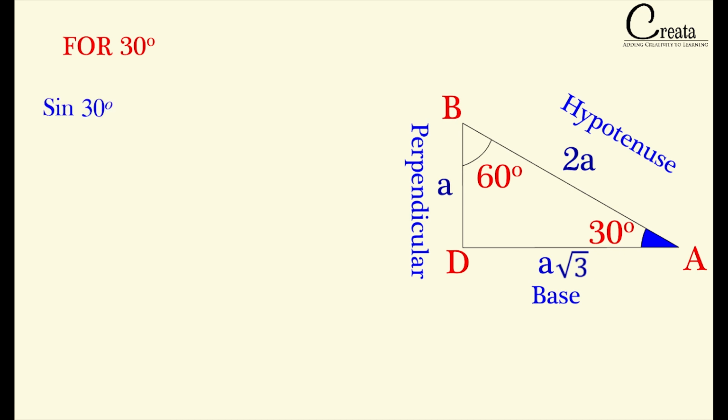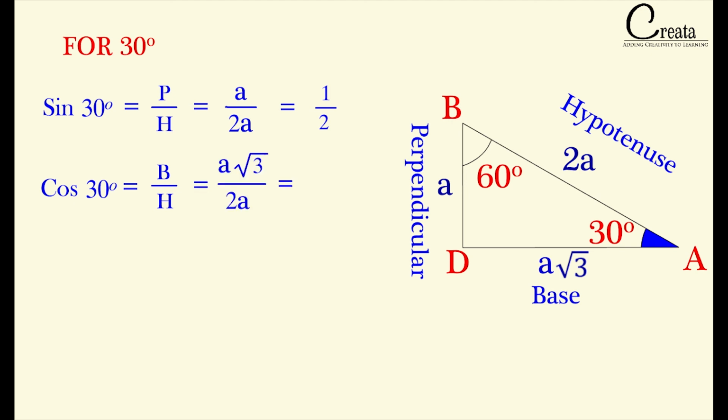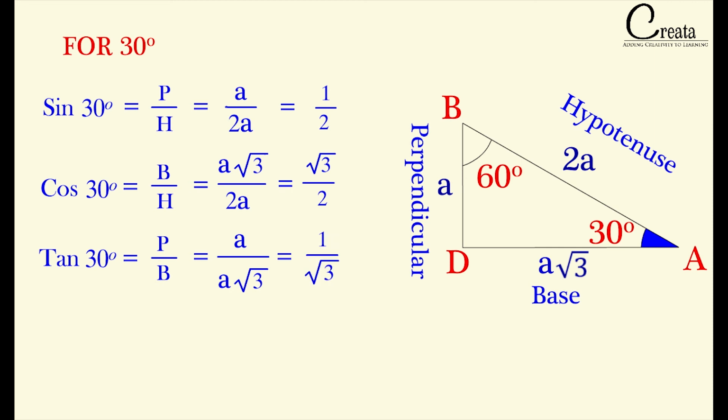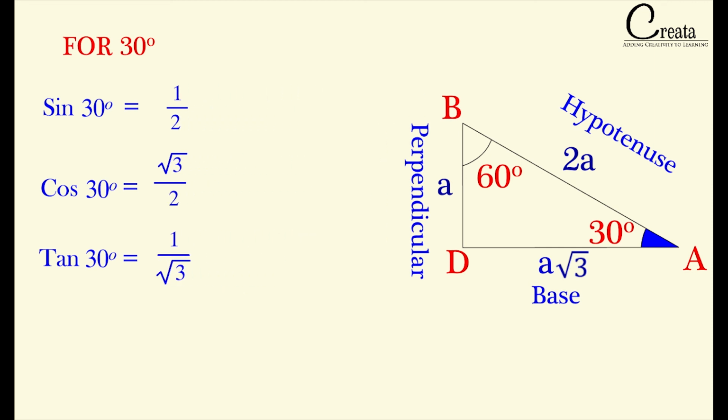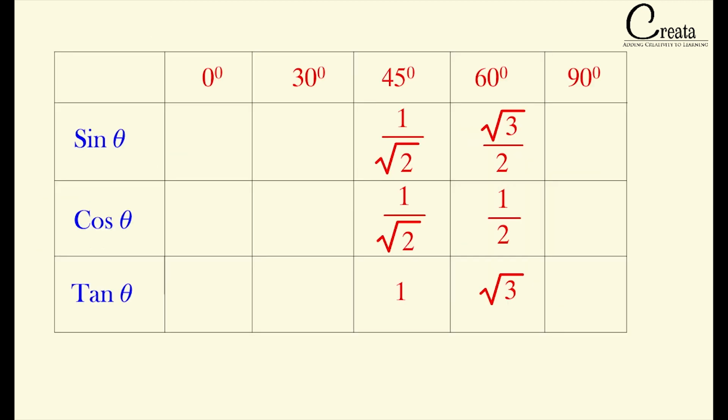Firstly, sine 30°. It will be P over H, that is A by 2A, that is 1 by 2. Cos 30° is B by H, that will be A root 3 by 2A, that is root 3 by 2. And finally tan 30 degree is P by B, that will be A by A root 3, that is 1 by root 3. So we have calculated all the three trigonometric ratios for 30 degree angle also. Let's put this to our main table of trigonometric ratios, sin 30, cos 30 and tan 30.